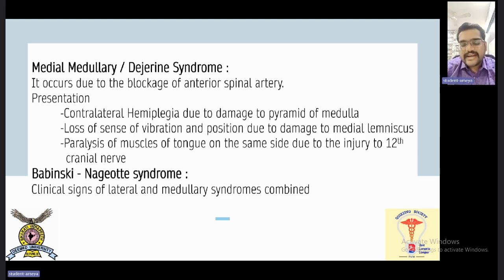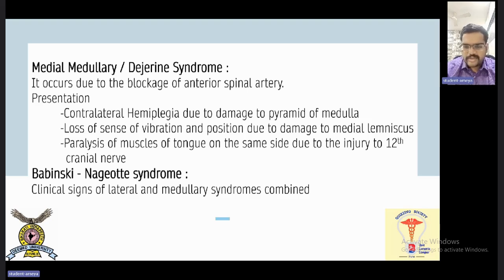Then moving on to the second syndrome, the medial medullary or Dejerine syndrome. If you remember, the lateral medullary syndrome was due to blockage of the posterior inferior cerebellar artery, which was supplying the areas behind the inferior olivary nucleus. Medial medullary occurs due to blockage of the anterior spinal artery. So how is the presentation? Contralateral hemiplegia due to damage to the pyramid. Loss of sense of vibration and position due to damage to the medial lemniscus. Paralysis of the muscles of the tongue on the same, ipsilateral side due to injury to the 12th cranial nerve.